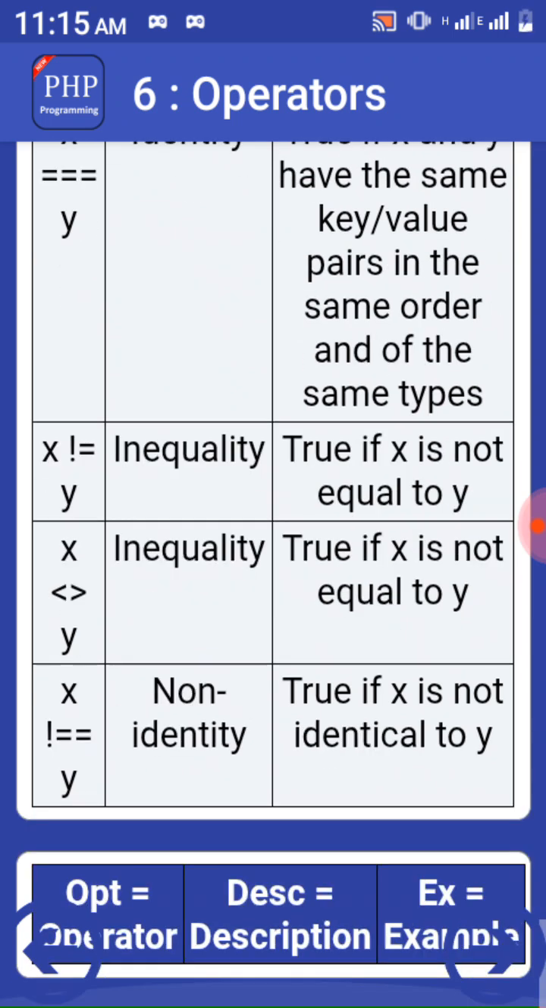X not equal to Y is true if X is not equal to Y. X less than or equal to Y. Inequality: true if X is not equal to Y. Non-identity: true if X is not identical to Y.